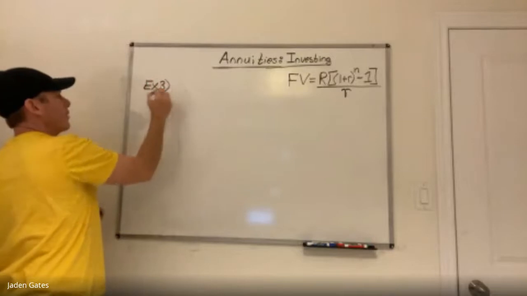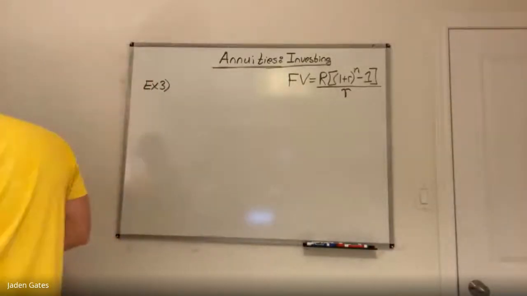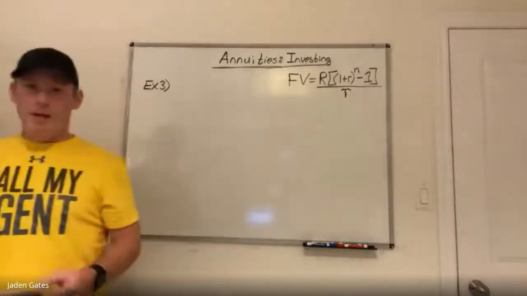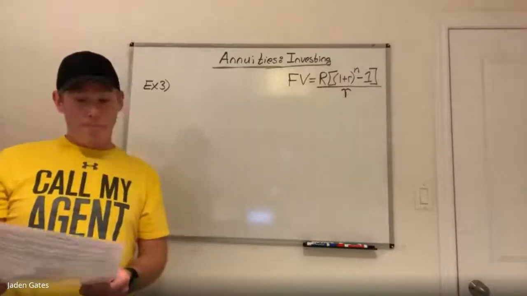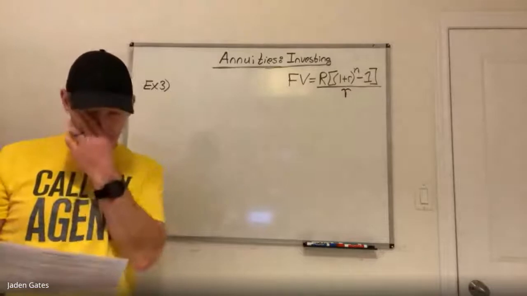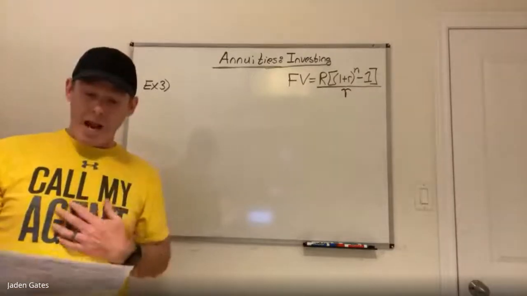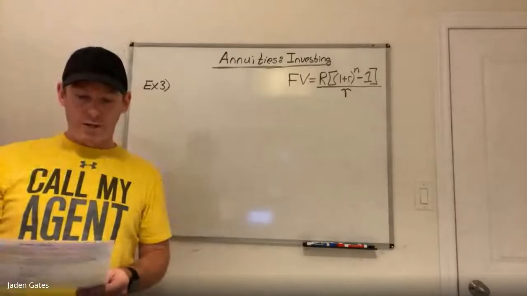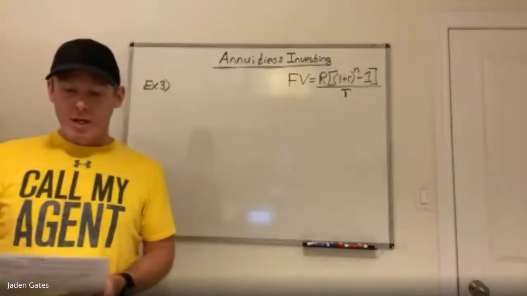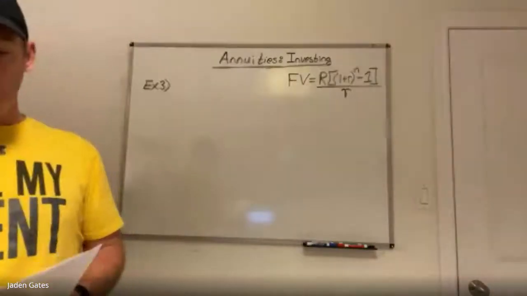All right, so we get to example number 3. Let's check it out. It's our last one. If Sandra makes a $7,000 down payment on a $25,000 car and ends up financing the rest over 2 years at a rate of 8% compounded monthly, what will her monthly car payment be?